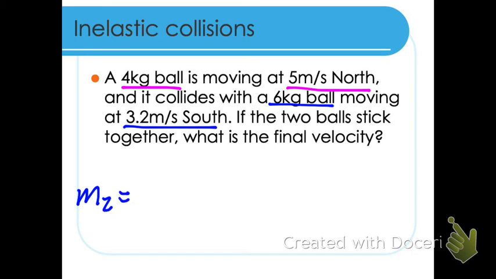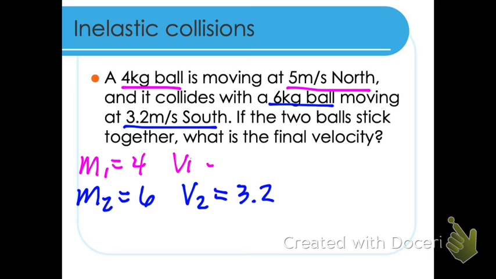So M2 is 6, V2 is 3.2. I'll go ahead and just write these out. M1 is 4, V1 is 5. And then we're solving for what's V prime, right? We don't have a velocity final for each one. We just have a total final velocity.